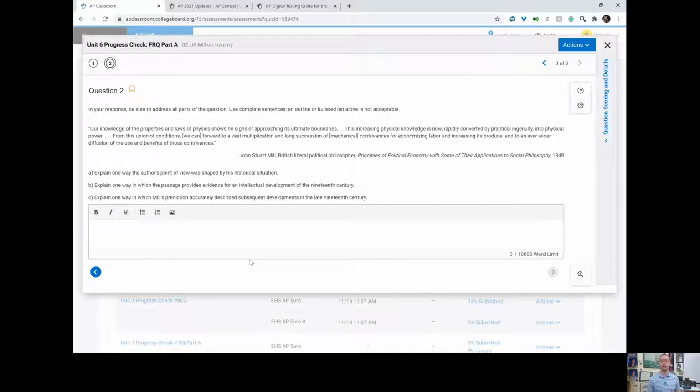We know we are looking for point of view. Where do we find point of view? We find point of view probably in the source line, probably. J.S. Mill, British liberal political philosopher, Principles of Political Economy, with some of their applications in social philosophy, 1849. So we identify a couple things in this source line alone. I've talked to you about source line in other videos. I encourage you to check those out. But source line gives us a ton of info.